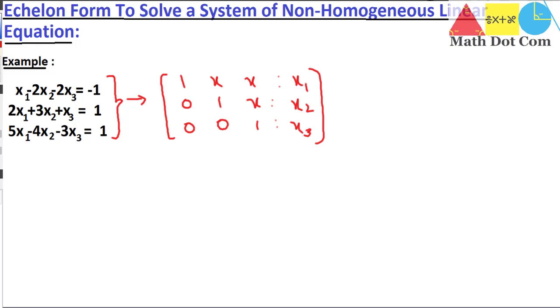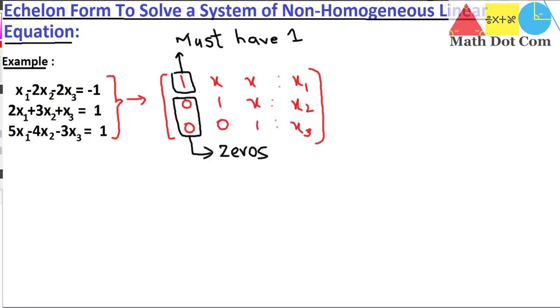So what is this form? Let's discuss a little bit, then we will move towards how you can convert this system into an echelon form. In echelon form, one condition that is a must is you must have 1 at this location. Second condition is you must have zeros below this one in the column. This is the second condition.